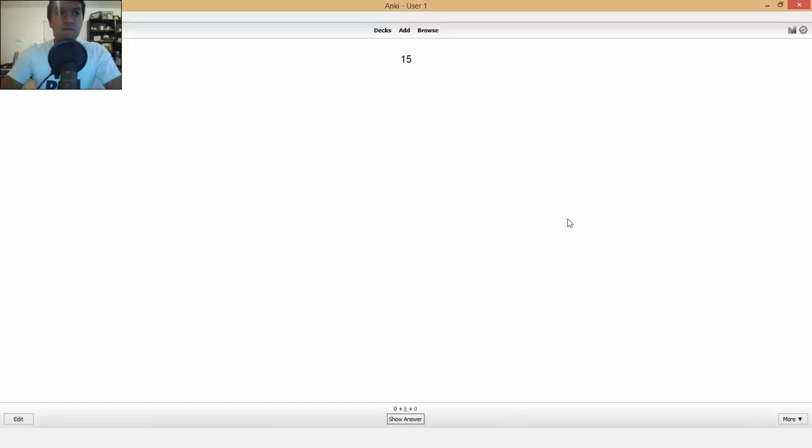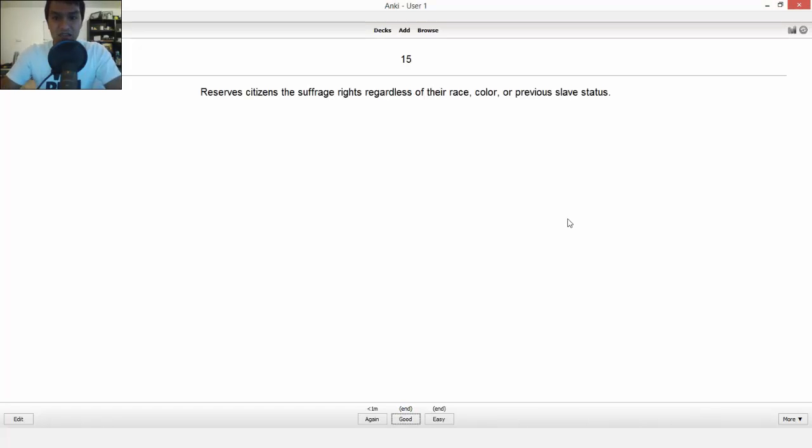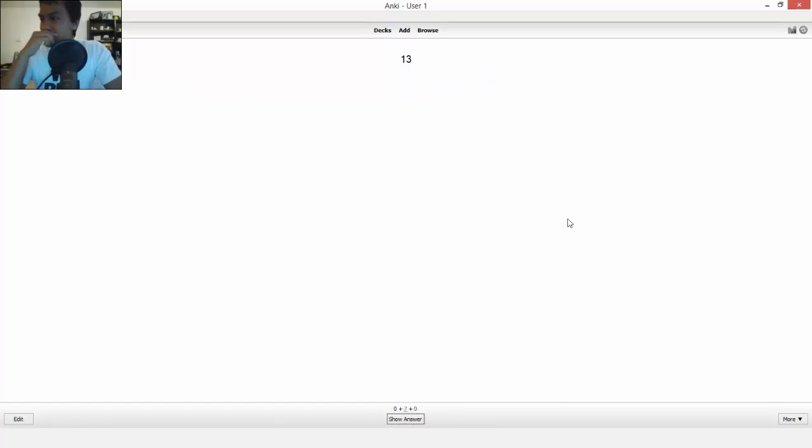15. You can vote regardless of your race, color, and your former slavery status. I'm not sure servitude is a word, or if you were a slave or not. Okay, regardless of your slave status. Race, color, previous. Okay, yeah. And so women still didn't have the right to vote when this amendment was out. I was going to say regardless of your gender, but that's not true. That's a later amendment. Okay, 13. At 13, I'm pretty sure that abolishes slavery, pretty much.